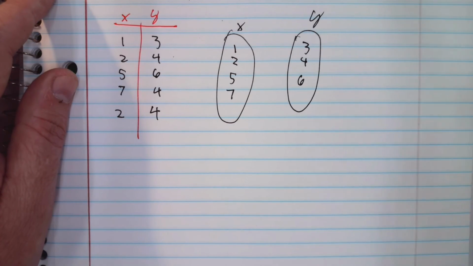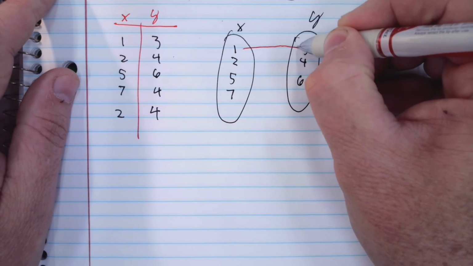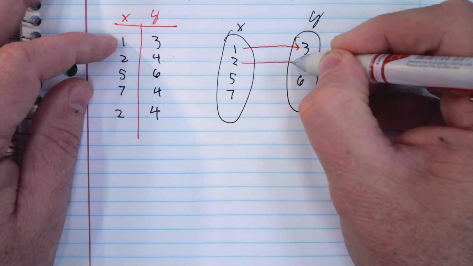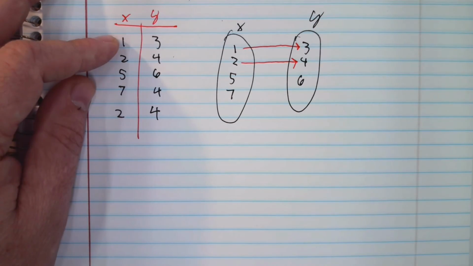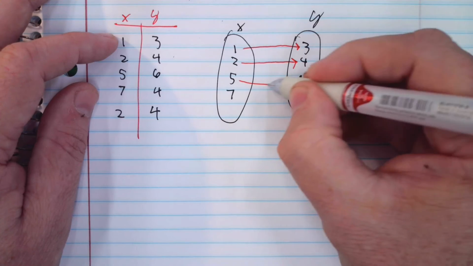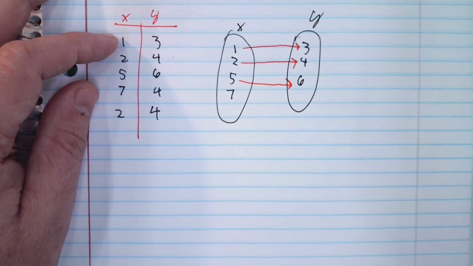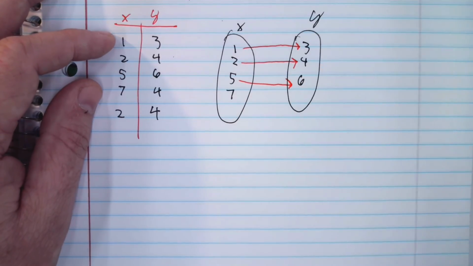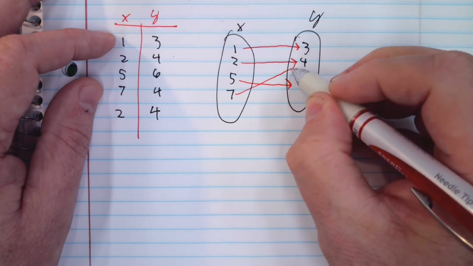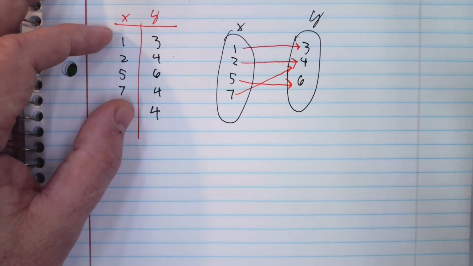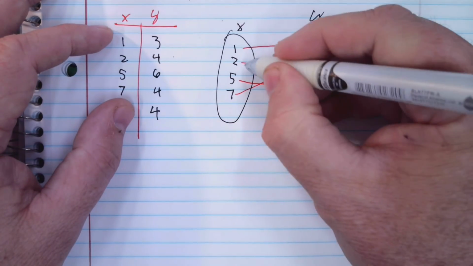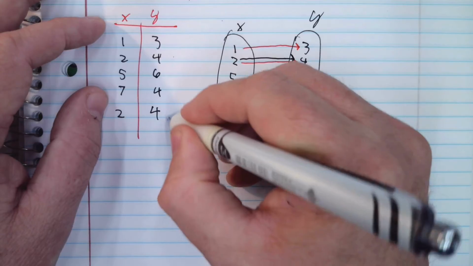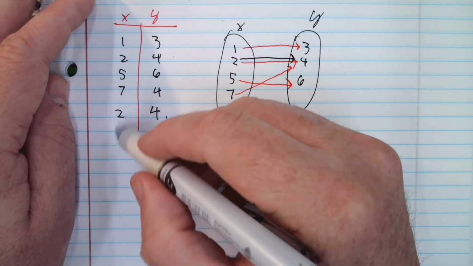Let's see if it's a function. 1, 3. So far, so good. 2, 4. Okay. So far, we're still winning. 5, 6. Okay, I've quit now. It's a function, right? We don't need to do the rest, right? 7, 4. Is it still a function? Yes. 2, 4. Is it still a function? Yes. I just wrote the same point twice, didn't I? Yeah. I just tried to trick you. I don't need the 2 points.